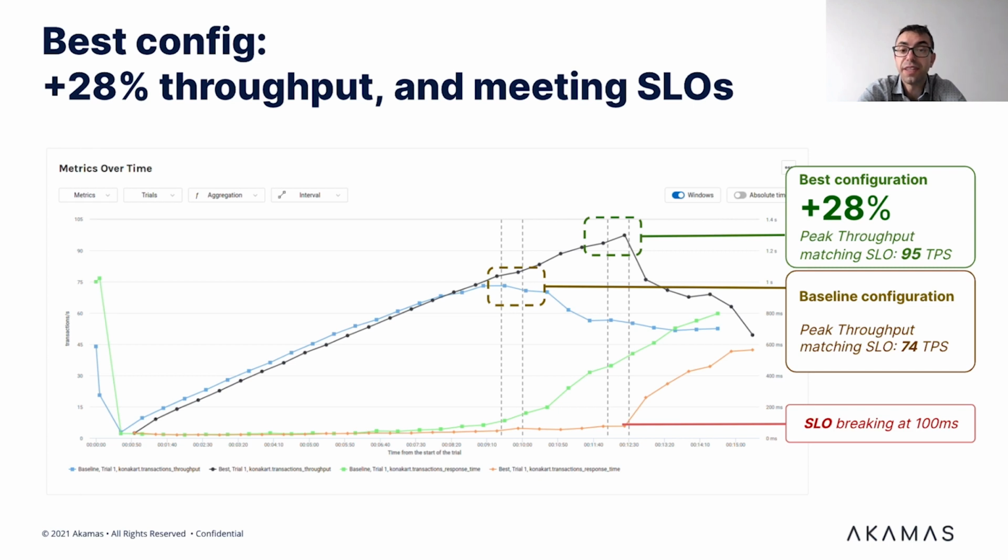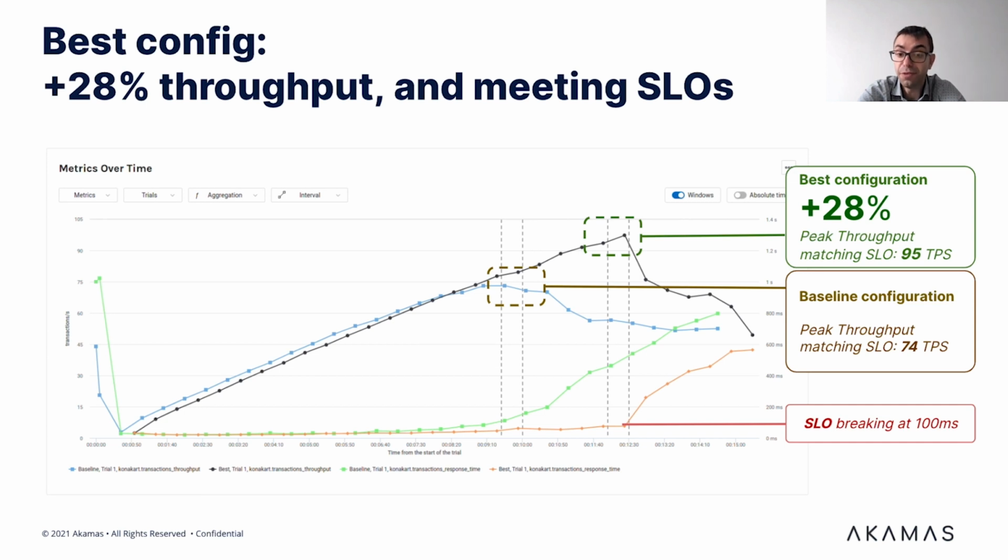This chart shows the service throughput and response time under increasing levels of load during a load test. First of all, consider the blue and green lines representing the microservice throughput and response time for the baseline configuration. As you can see, the baseline configuration reaches 74 transactions per second before violating the 100 milliseconds limit on response time.